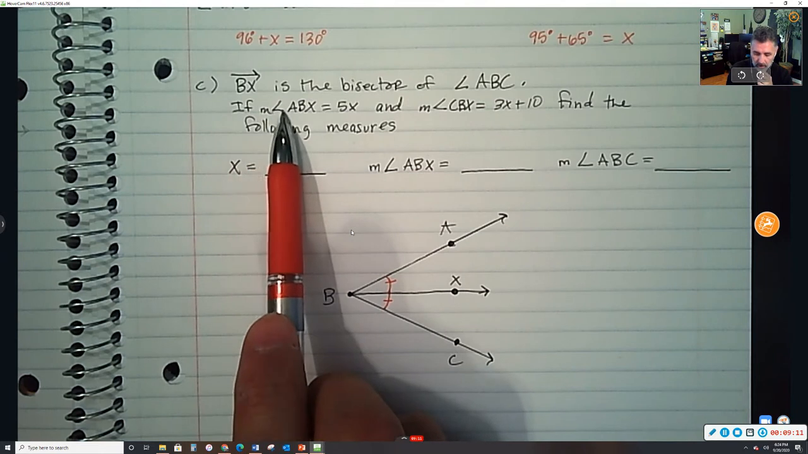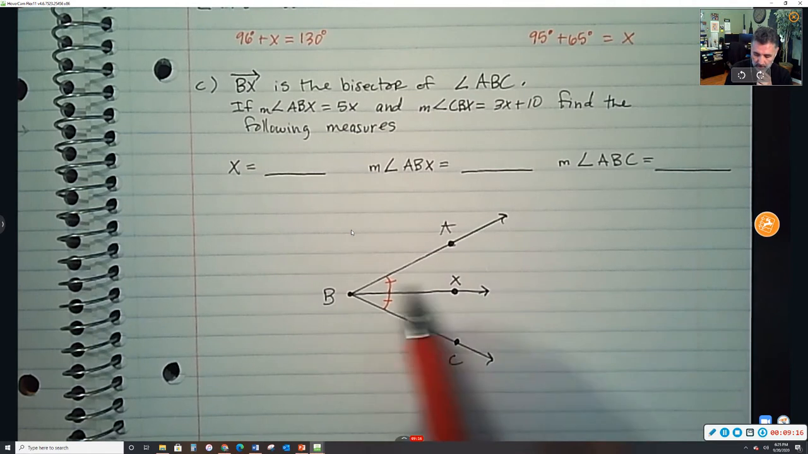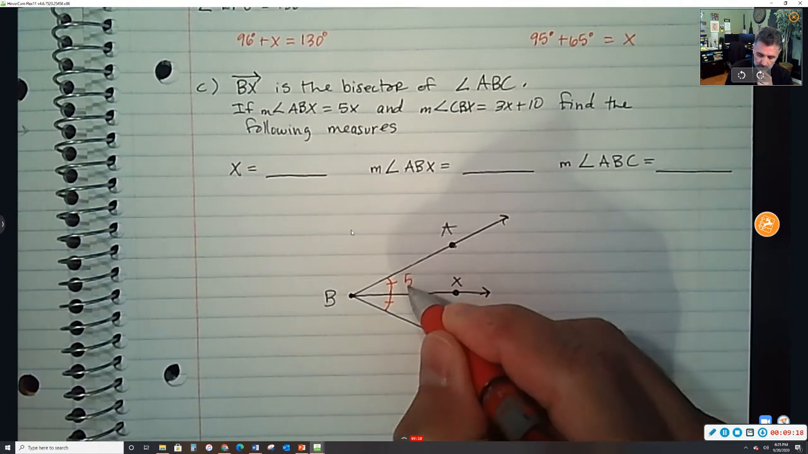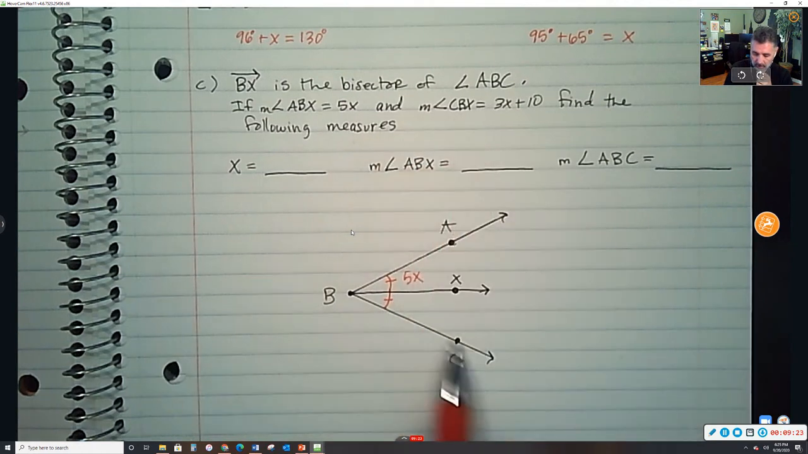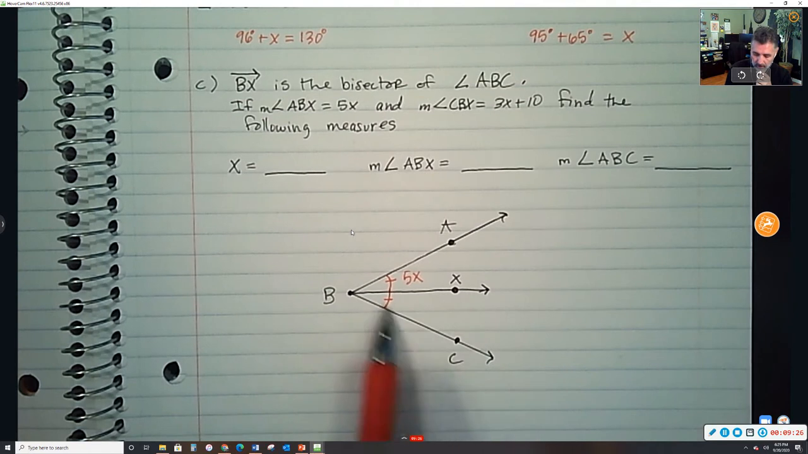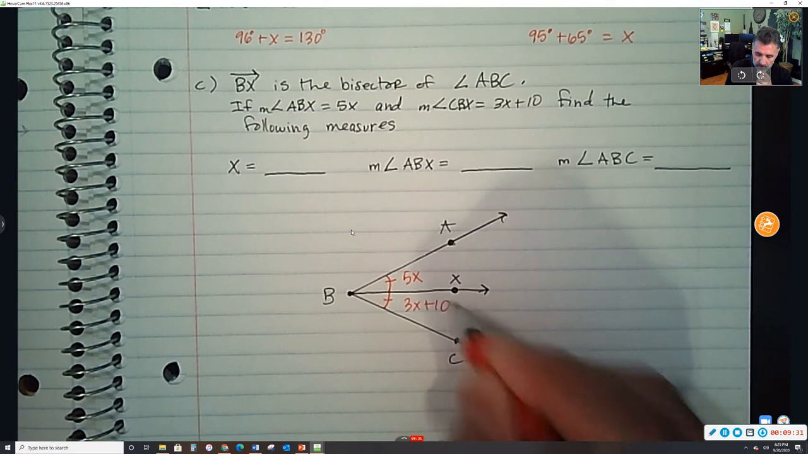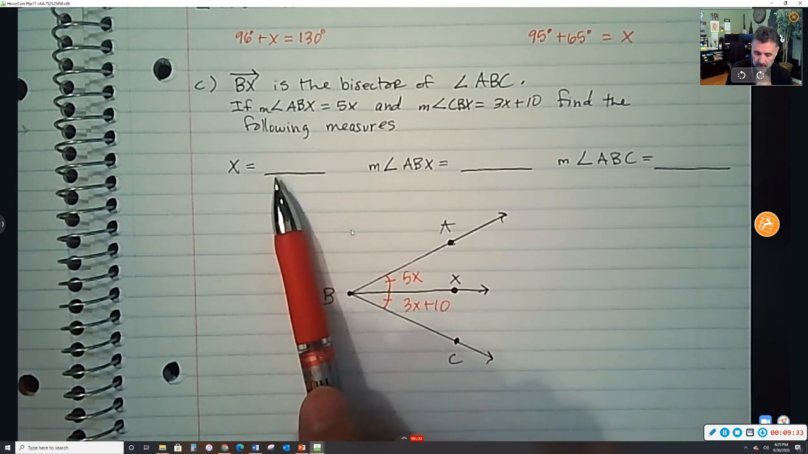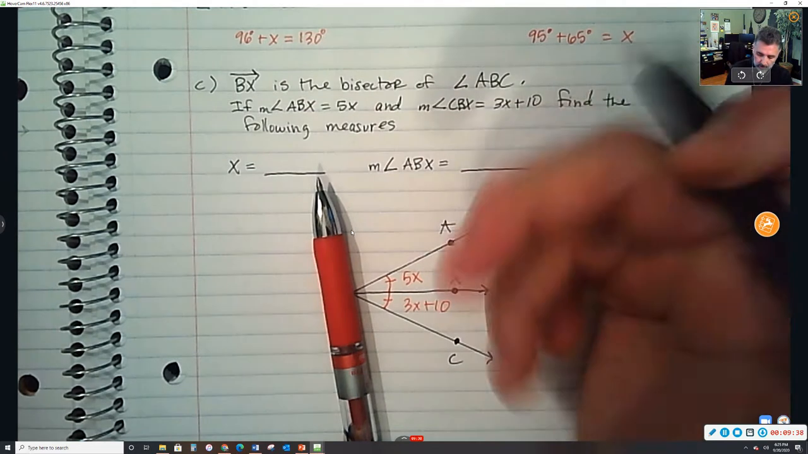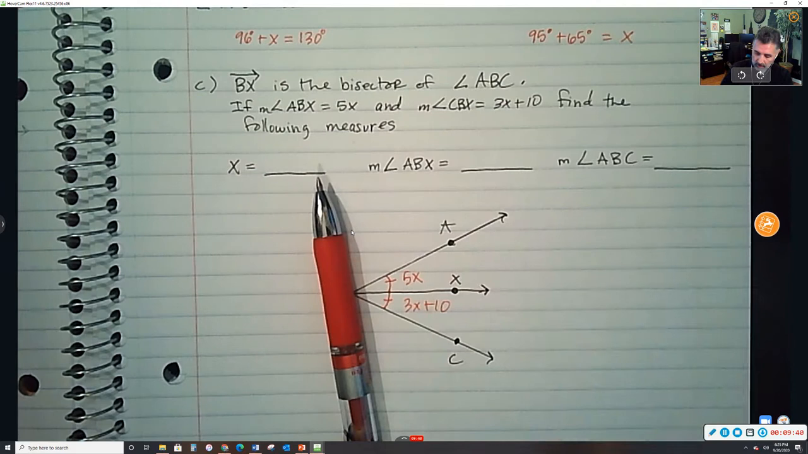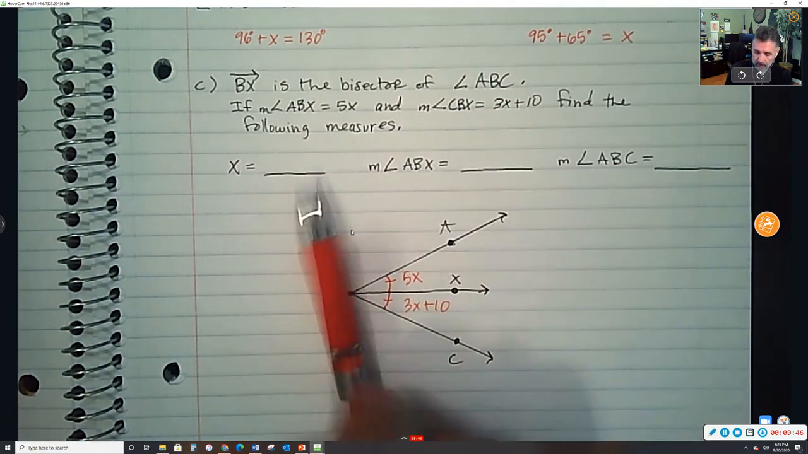If the measure of angle ABX is 5x, here's ABX. So again, I like to put the information inside here. And then the measure of CBX, here's CBX. See, CBX is 3x plus 10. Find the following measures. So I want to figure out what x is. I want to figure out what the measure of ABC is. And to find the measure of ABX. So I'm going to find all those angle measures. Okay.